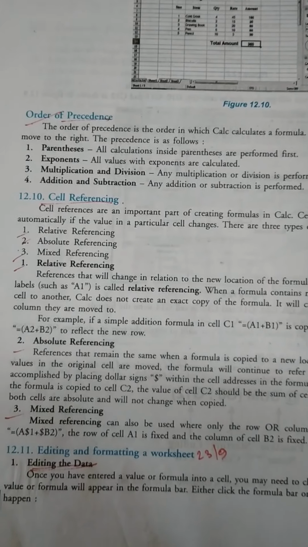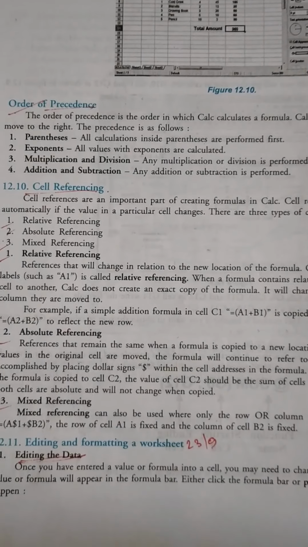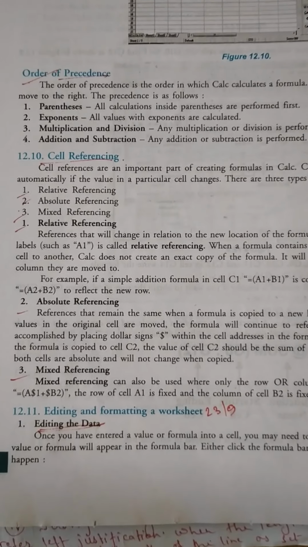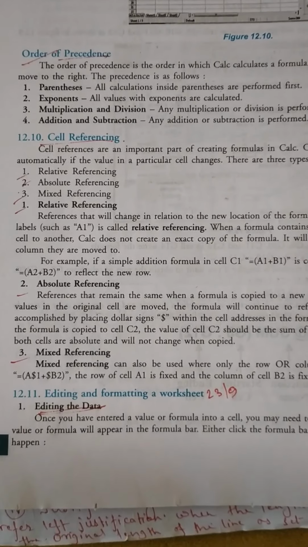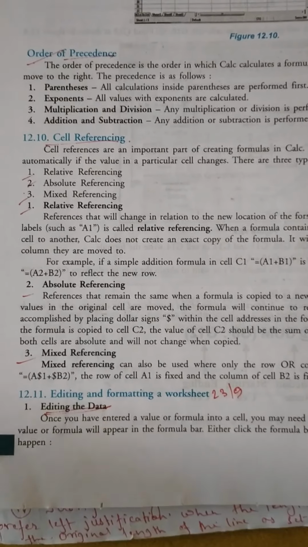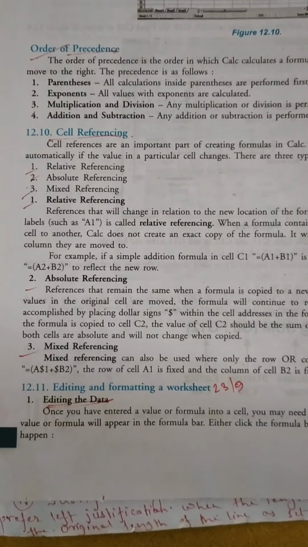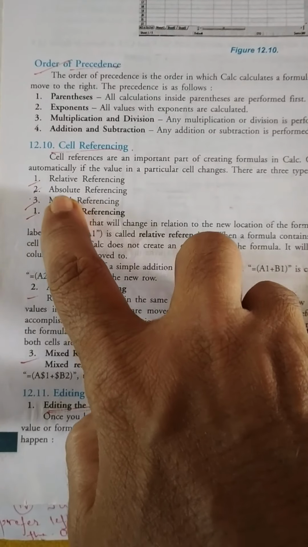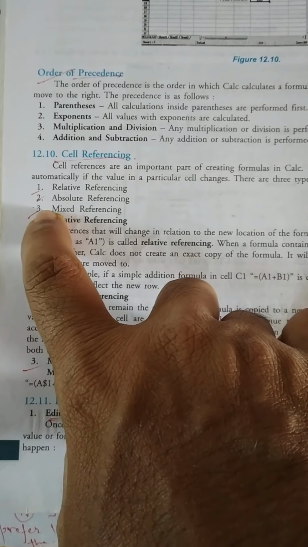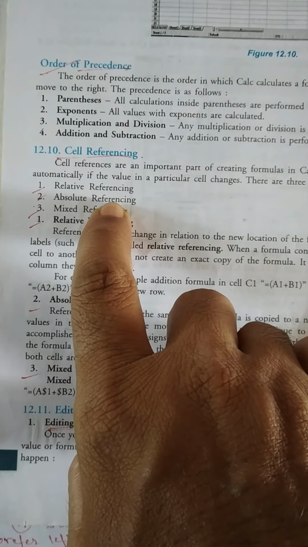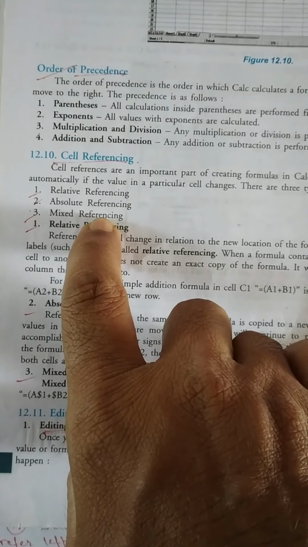What is cell referencing? Cell referencing is used in making formulas. When we write a formula, we use different types of cell referencing. This is the technique to make a formula more effective and more efficient. In this process we will learn three types of cell referencing. First is relative cell referencing, second is absolute cell referencing, and third is mixed cell referencing.